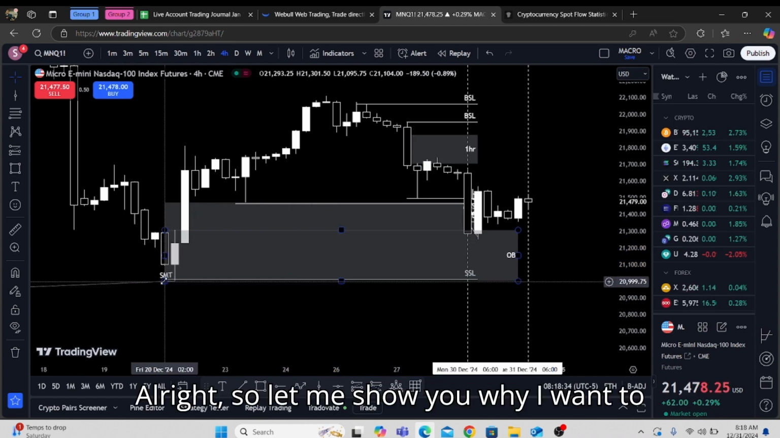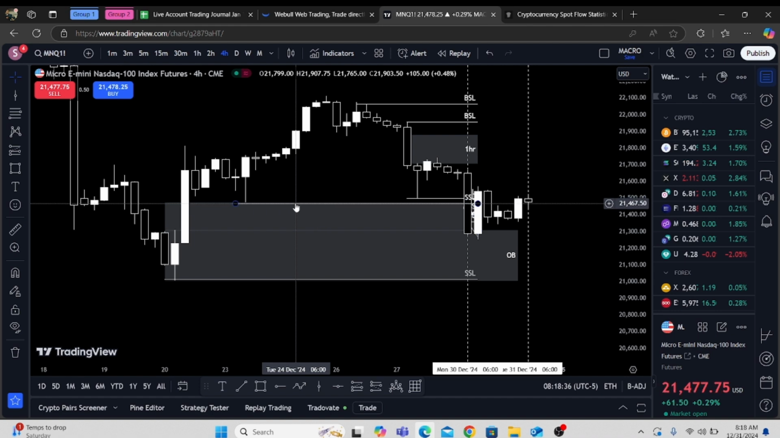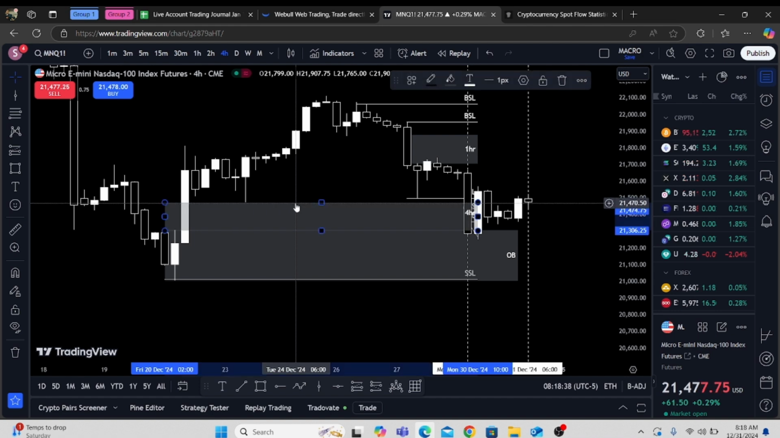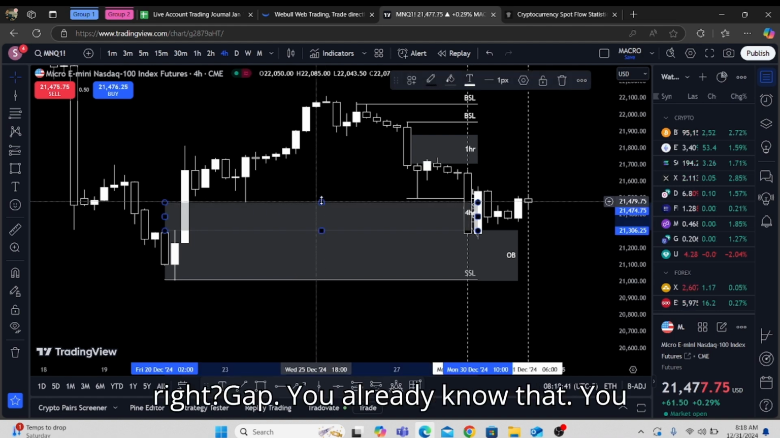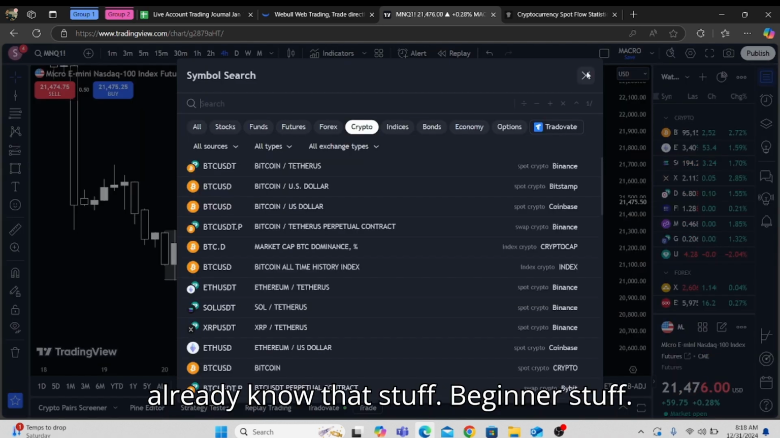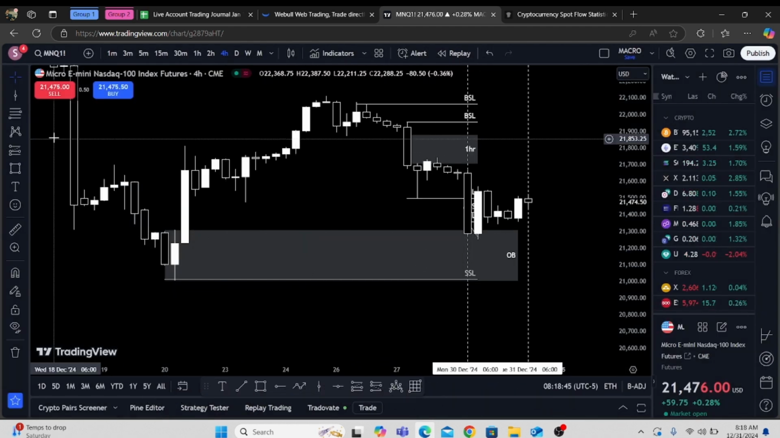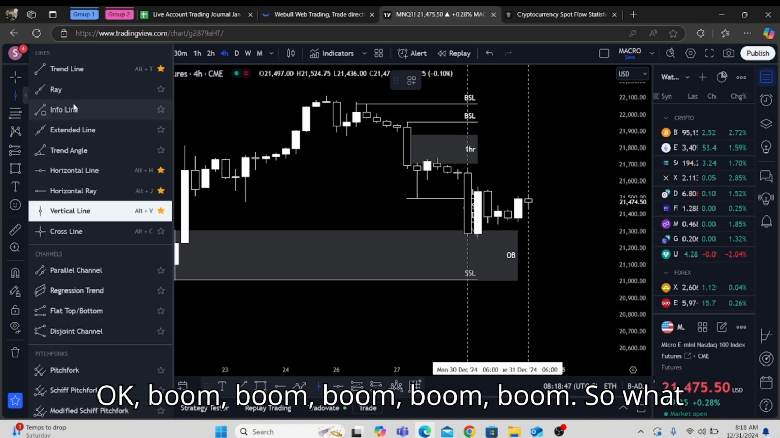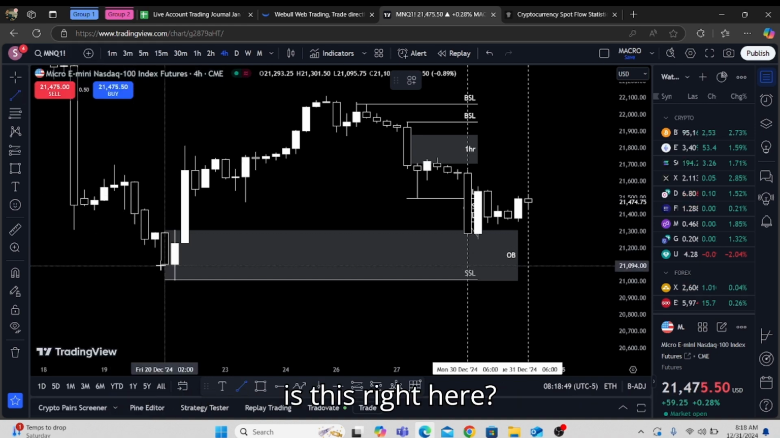All right, so let me show you why. I'm going to delete all this. So this is a fair value gap up here, right? We already know that stuff. Beginner stuff. Okay. So what is this right here?